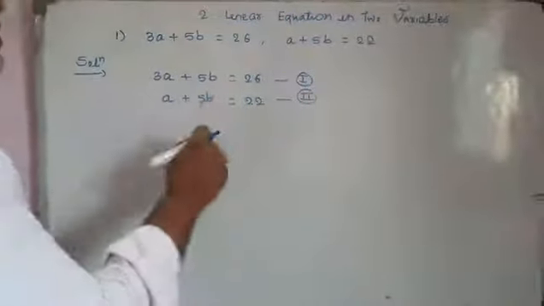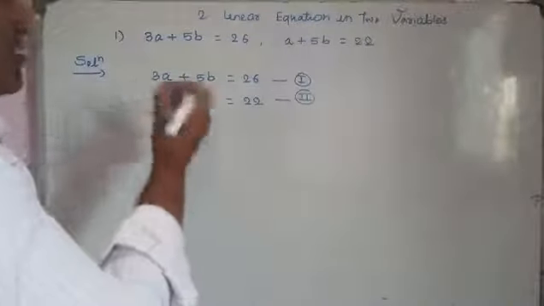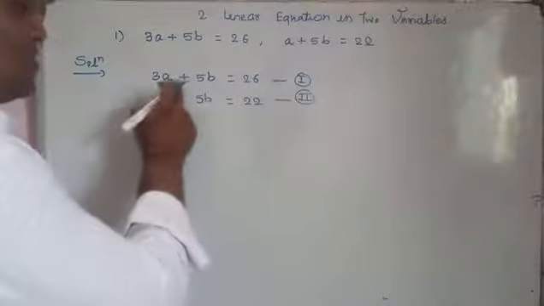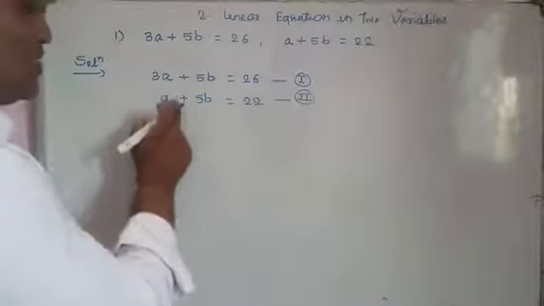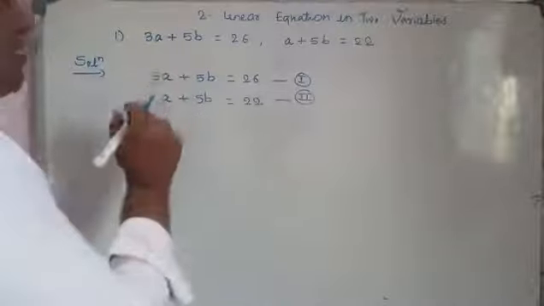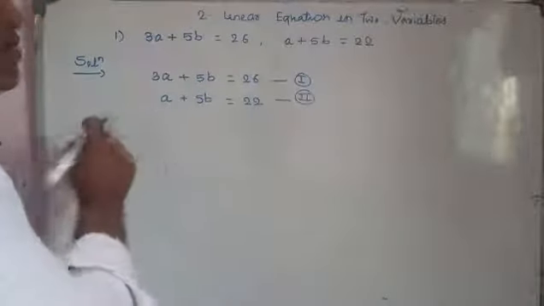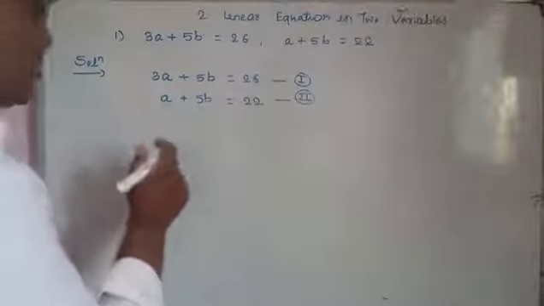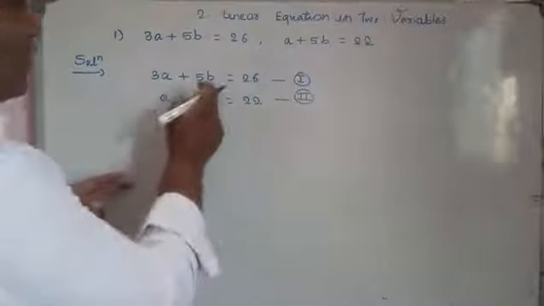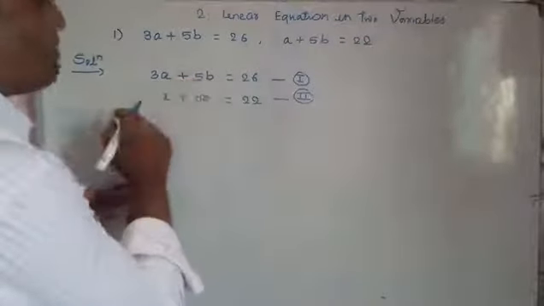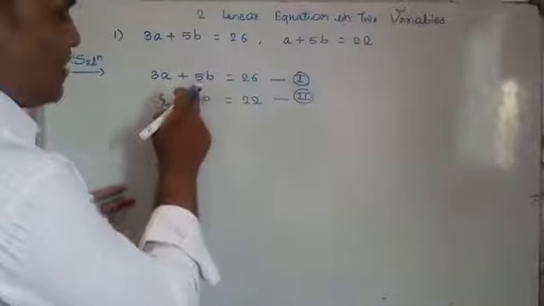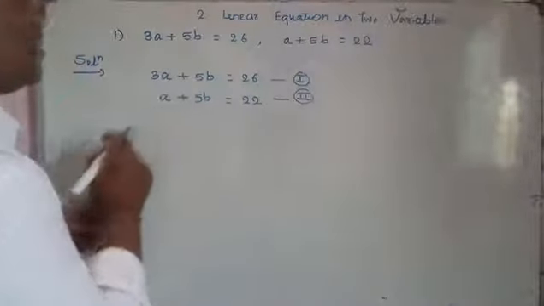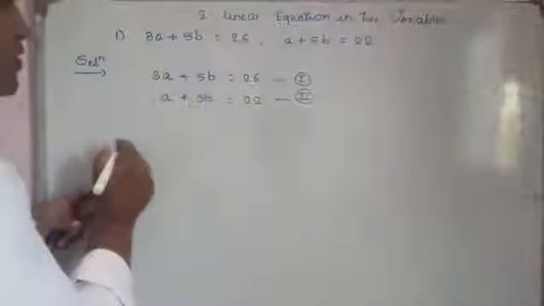Now in the last period we discussed that when the sign is opposite, at that time we have to add them. But if we observe the given two equations, the sign of the two equations is the same. When the sign is the same, we cannot add them, we have to subtract them. If we observe, the coefficient of the b variable is the same, and the sign is also the same, so we have to subtract the given two equations.